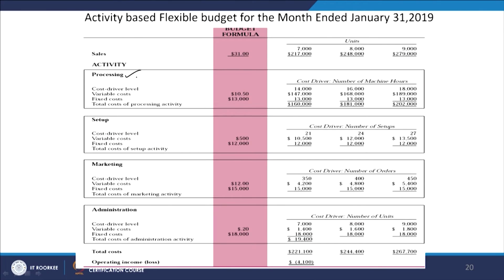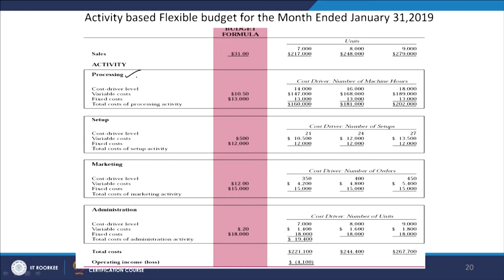Now, for example, in this case we have divided the whole business operations into how many? 1, 2, 3, 4 activities. One activity is processing. So purchasing of the raw material, supplying it to the production departments and processing it. So we have created this activity at the processing level. We are saying that the variable cost should be $10.5, and fixed cost is expected to be $13,000. So this is the standard we have set for the processing level of activity in the firm.